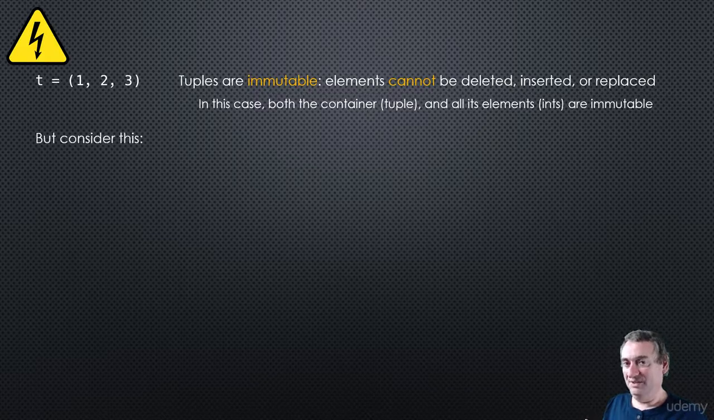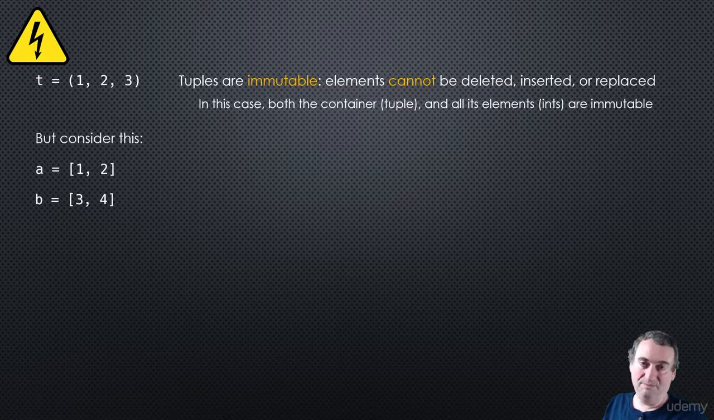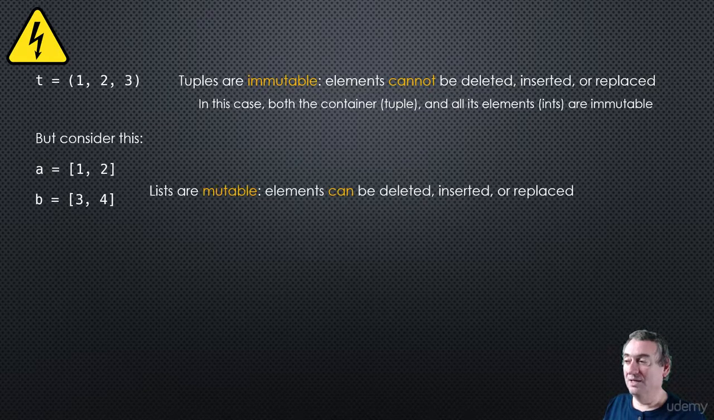But now consider this. Let's say that we create two variables, a and b, both lists. Now, lists we know are mutable. We can add elements, remove elements, replace elements in lists. So those are a mutable type of objects. Now let's create a tuple that consists of two elements, a and b. In other words, t is a tuple where the first element is a list containing 1 and 2, and the second element is also a list containing 3 and 4.